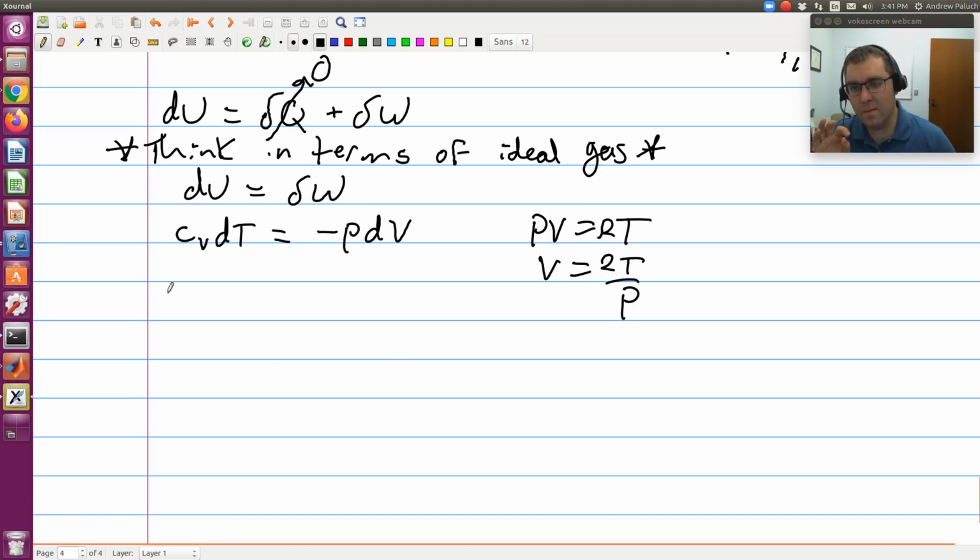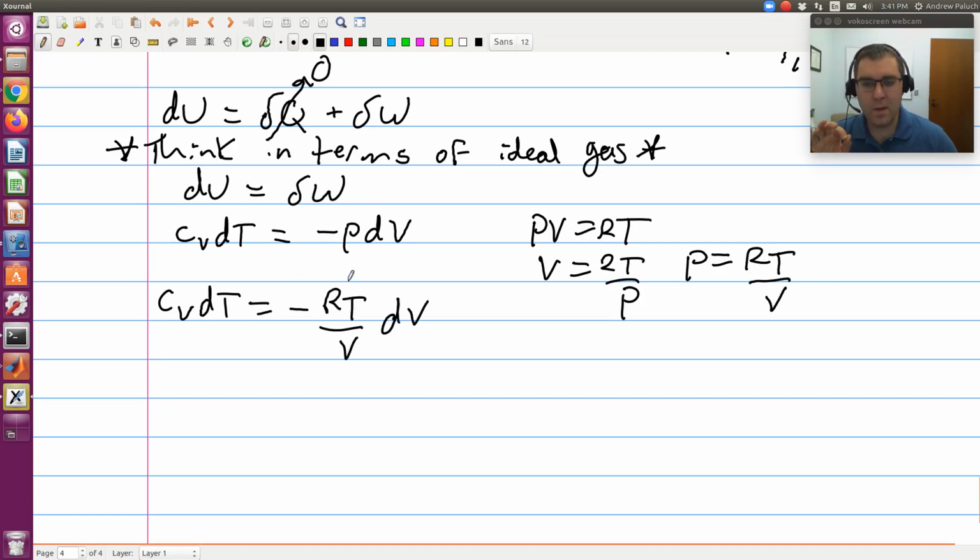Solving for P, P is equal to RT over V. So plugging that in, Cv dT is equal to negative RT over V dV. Now, I can't just integrate this equation to calculate my work, because V is changing, as is T. Temperature is not constant as I go from my initial to final state; temperature, volume, and pressure are all changing. So I can't just integrate this with respect to V.